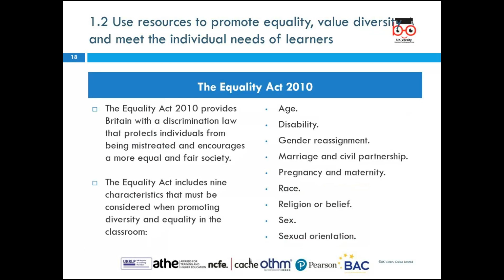And then before we finish this little section up, because we're talking about equality and valuing diversity, you'll be familiar with this from Unit 1. But again, we just follow the Equality Act of 2010. Now, this act has these 9 characteristics. I'll just go over them again. It's age, disability, gender reassignment, marriage and civil partnership, pregnancy and maternity, race, religion or belief, sex and sexual orientation. So those are the protected characteristics.